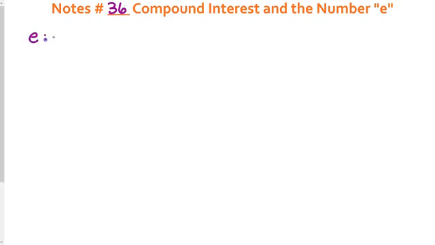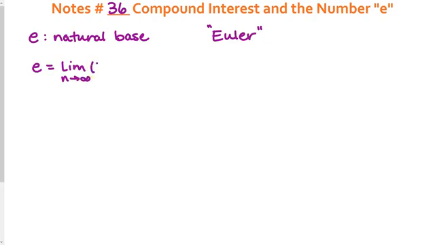E is known as the natural base. It's named after a mathematician named Euler, which is actually spelled E-U-L-E-R. It's Euler's number. And its exact value is the limit as n goes to infinity of 1 plus 1 over n to the nth power, which I explain in the other video. And the approximate value is 2.718.